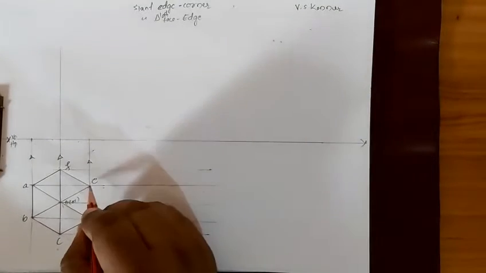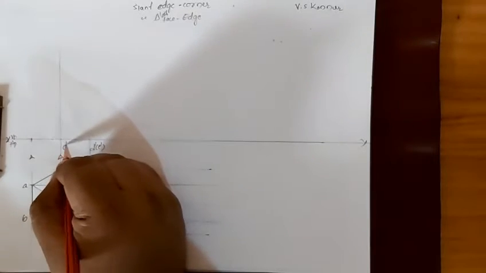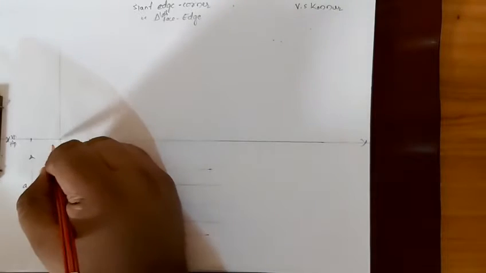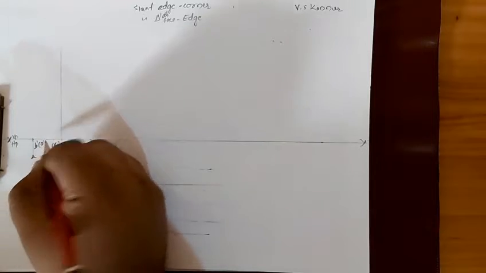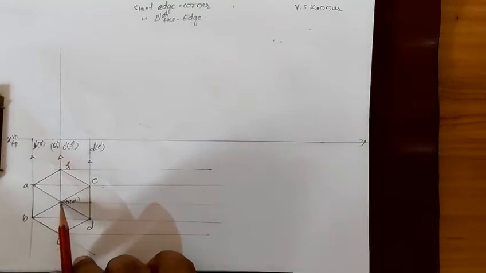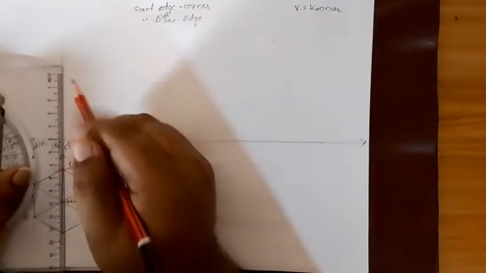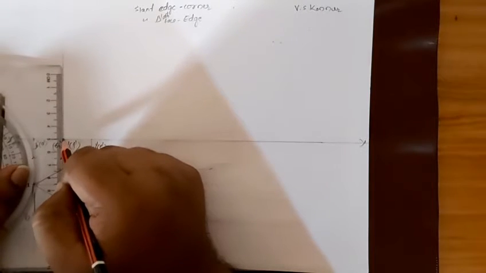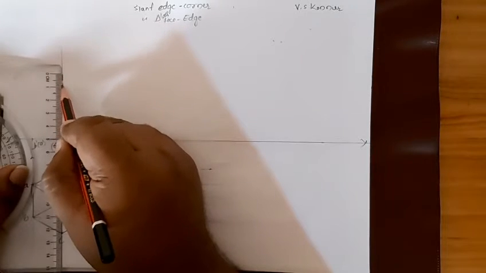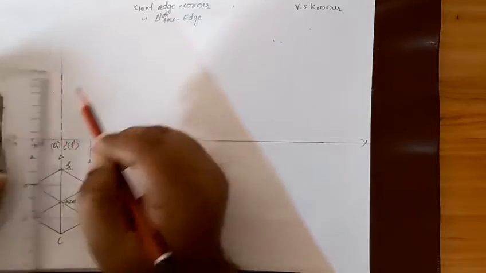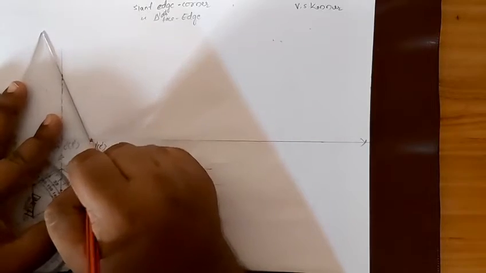Before that, D is visible, E is not visible, D dash, E dash is inside. C is visible, F is not visible, C dash, F dash is inside. And then O1 dash, B is visible, A is not visible, B dash, A dash. Now all the corners should be joined to the center in all pyramid problems, and the height is given as 50 millimeter. We'll take 50 mm height on the axis line. All the projectors should be joined to the XY line. Now join all the points to the O point.